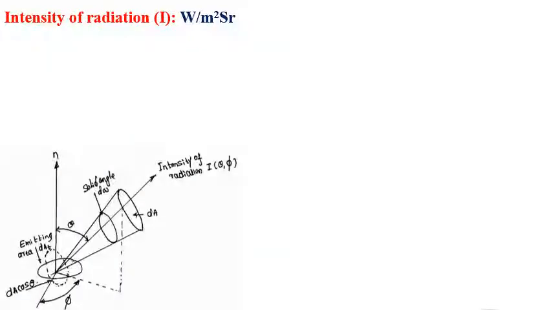Intensity of radiation, or radiation intensity. The radiation emitted from a surface propagates in all possible directions. Similarly, the radiation incident on a surface may come from different directions. So in both cases, the effect of radiation on the surface depends on the directional distribution. Such directional effect may be treated by introducing a concept like intensity of radiation. It is denoted as I.